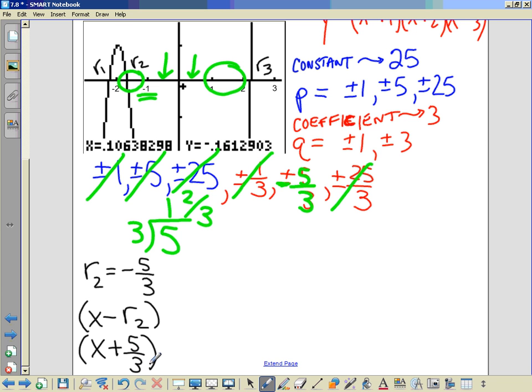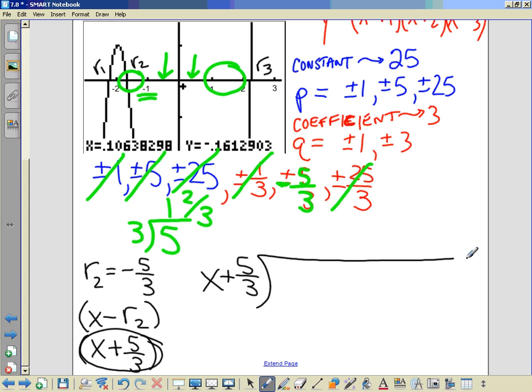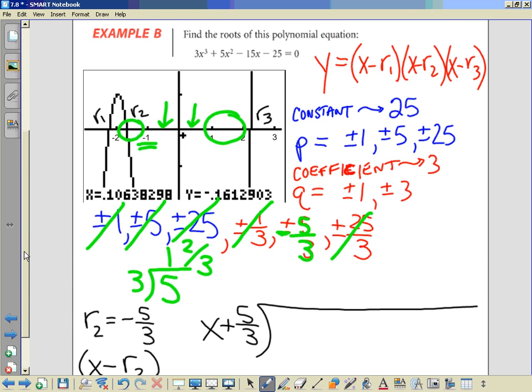So here's what we do at this point. We've pinpointed what we think is a logical root to this polynomial. So let's take this x plus 5/3 and use it as our divisor. Let's take the original equation at the top of the screen and use it as our dividend. So we're going to take x plus 5/3 and divide it into 3x cubed plus 5x squared minus 15x minus 25.